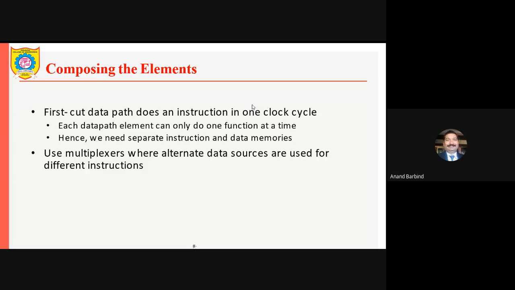Hence we need separate instruction and data memories. We use the multiplexer wherever alternate data sources are used for different instructions.